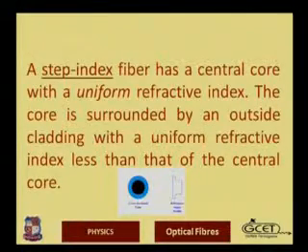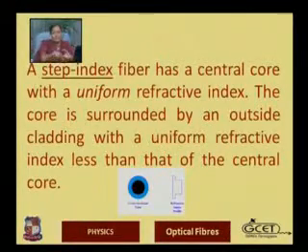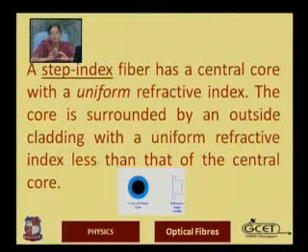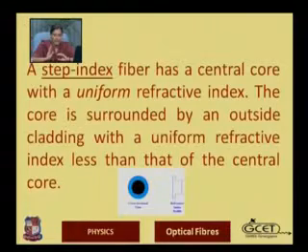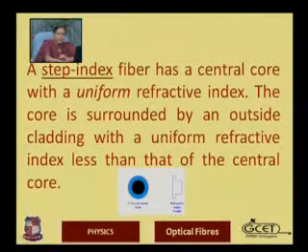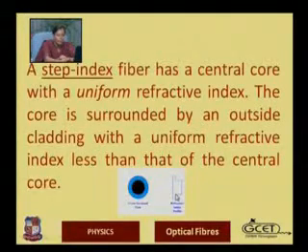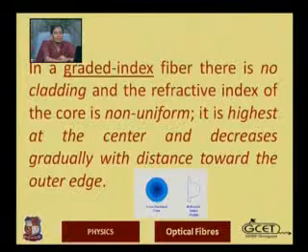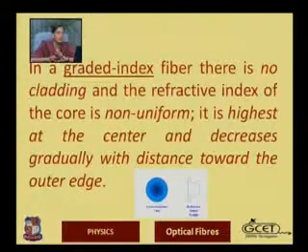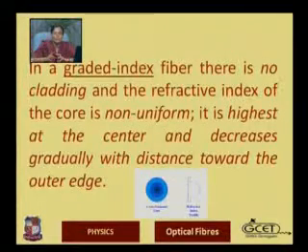This means that the transition from the core refractive index to the cladding refractive index is discrete. The N1 and N2 values are entirely different, and one can see here that the refractive index profile is totally different. Now, in a graded index fiber, there is no cladding, and in a way the refractive index of the core is non-uniform.